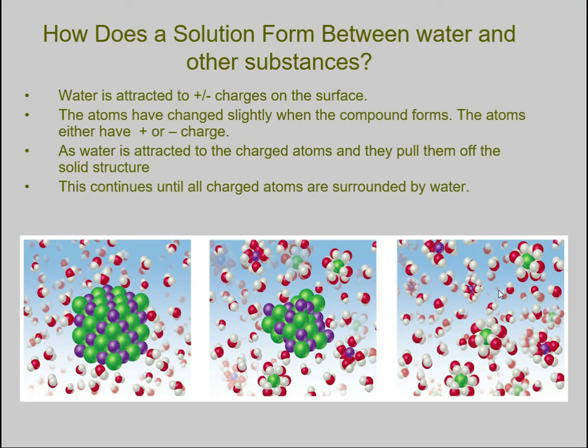I guess I'll look at it as one large factor. Is the purple and the green more attracted to one another than they are to the water? If they're more attracted to one another, they stay together. Even though they may have charges, if they're more attracted to one another, they'll stay together. If they are more attracted to the water, they'll rip apart.